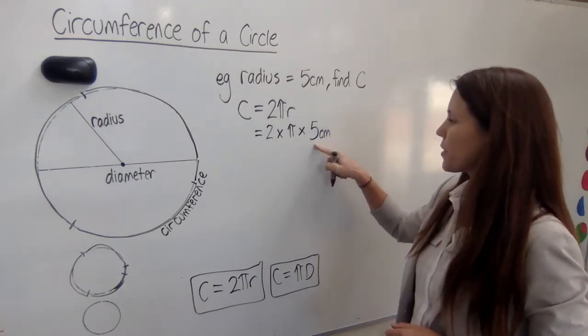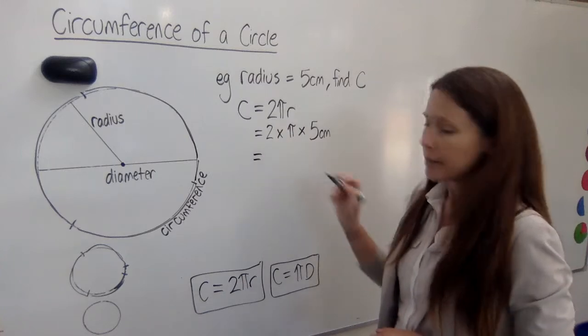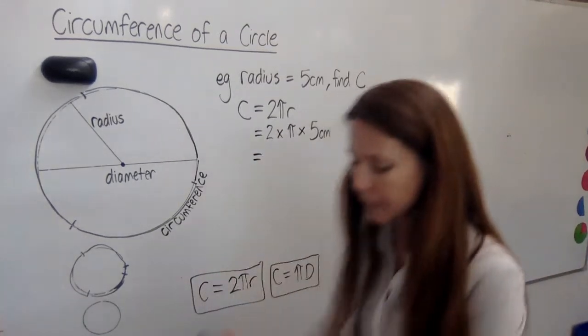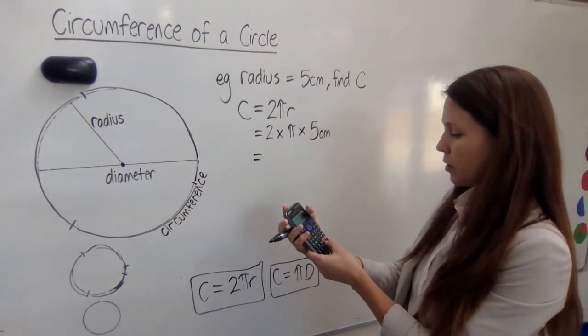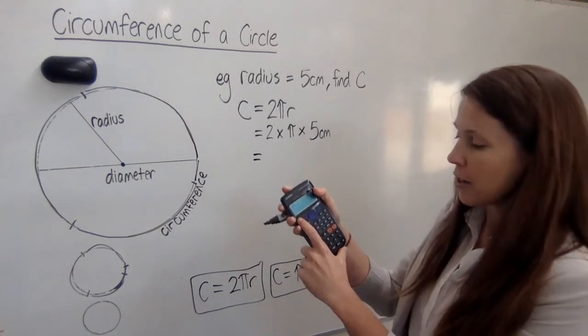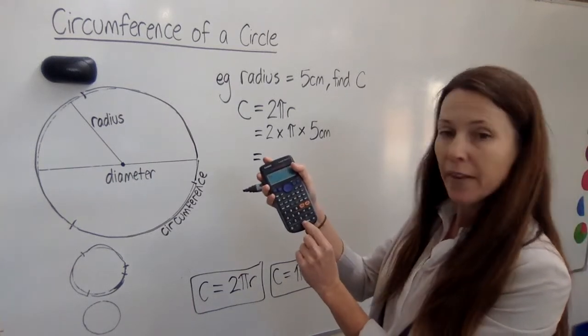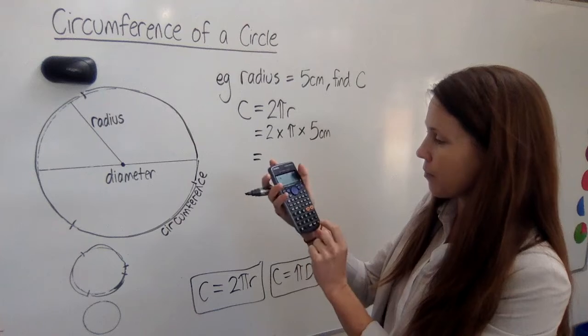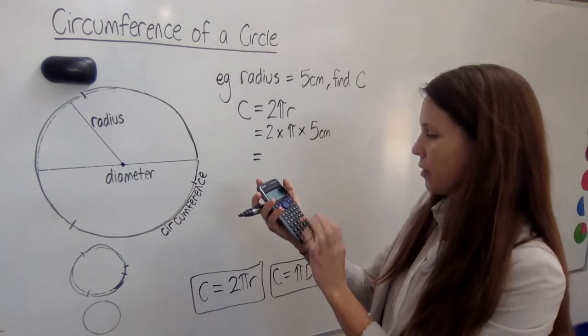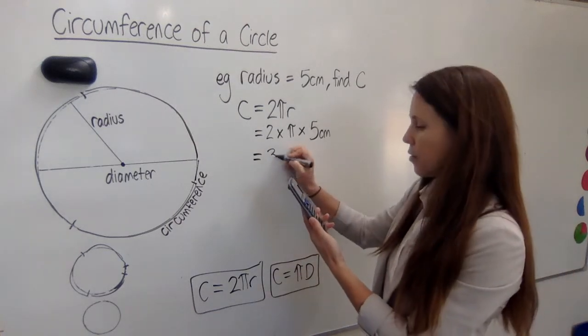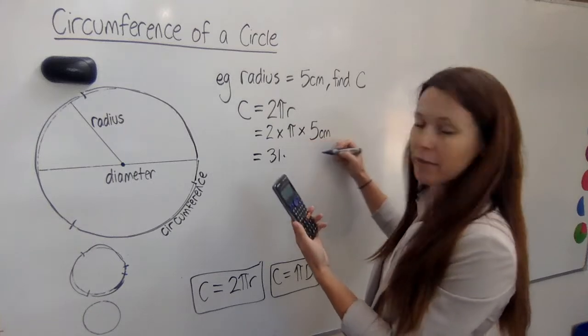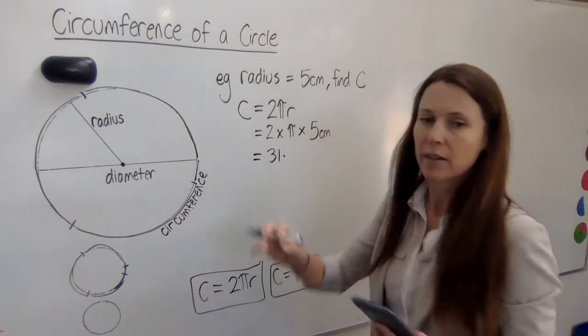And you can put your units there as well if you like. Next, you reach for your calculator and you say 2 times pi. Now, to get the pi, you have to hit shift and then that button in the middle of the bottom, times 5. And it'll give you an answer, 31.415.